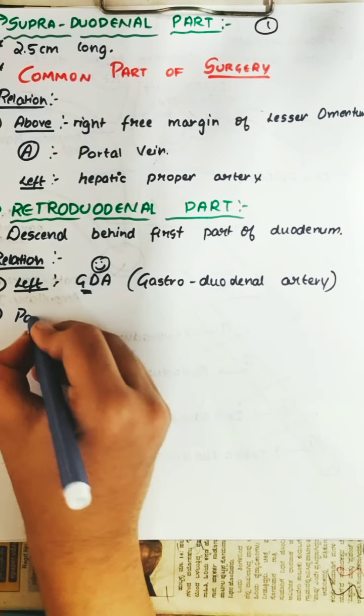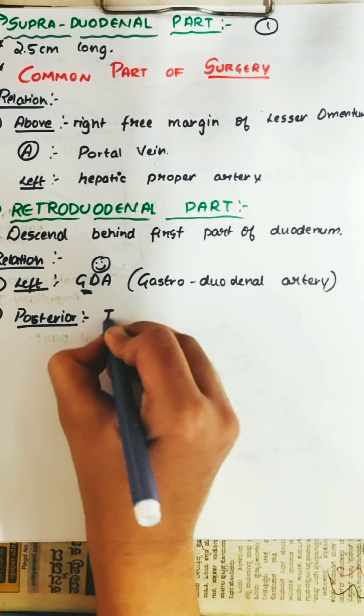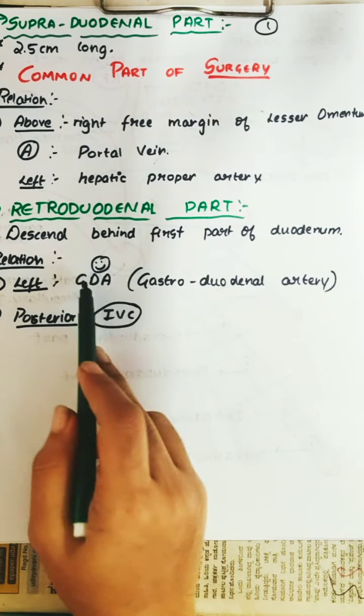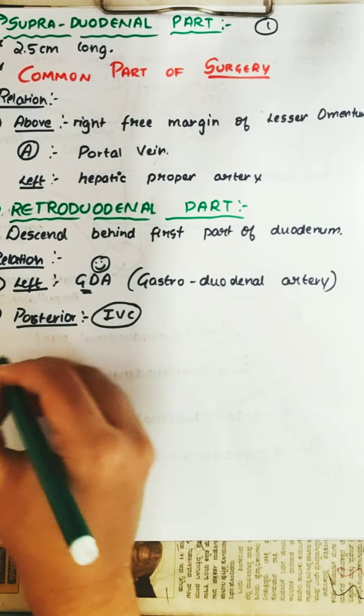On the posterior side there is IVC, inferior vena cava. So there are 2 main relations of the retroduodenal part. It descends behind the first part of the duodenum, and relations: left side there is GDA, gastroduodenal artery, and on the posterior side there is inferior vena cava.